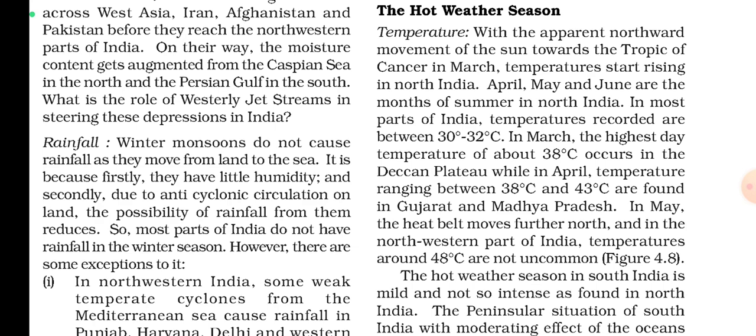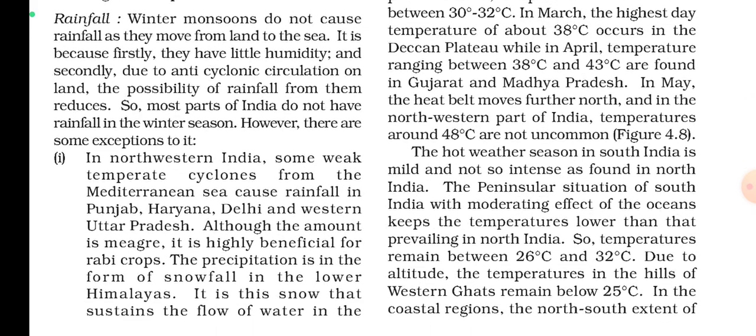In most parts of India, temperatures recorded are between 30 and 40 degrees Celsius. In March, the highest day temperature of about 38 degrees Celsius occurs in the Deccan Plateau, while in April, temperatures ranging between 38 degrees Celsius and 43 degrees Celsius are found in Gujarat and Madhya Pradesh. In May, the heat belt moves further north, and in the northwestern part of India, temperatures around 48 degrees Celsius are not uncommon.